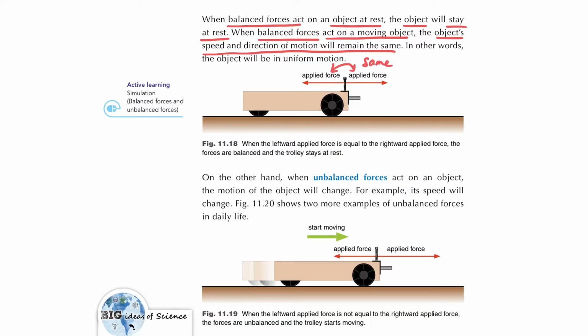What if the forces are unbalanced? That means these two forces are not the same. When the two forces are the same, we call them balanced forces. If the two forces are not the same, we call them unbalanced forces. If there are unbalanced forces acting on the object, the motion of the object will change. For example, if a larger applied force brings the trolley to the right, while a smaller applied force brings the trolley to the left, then it will start moving towards the right.